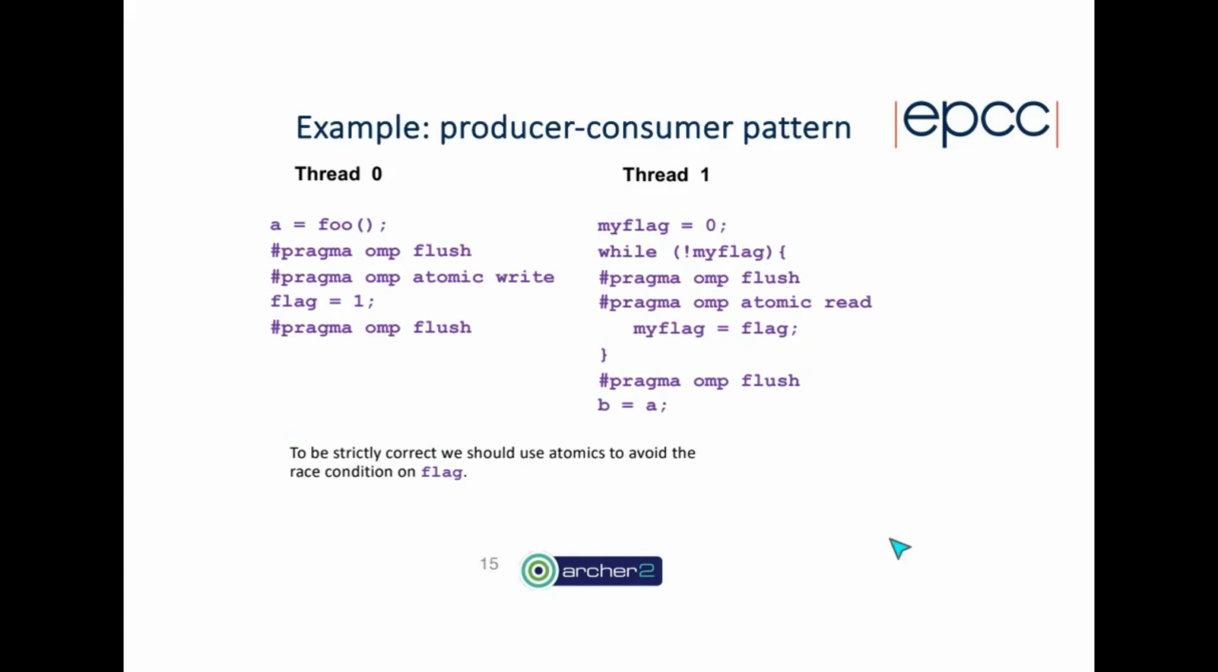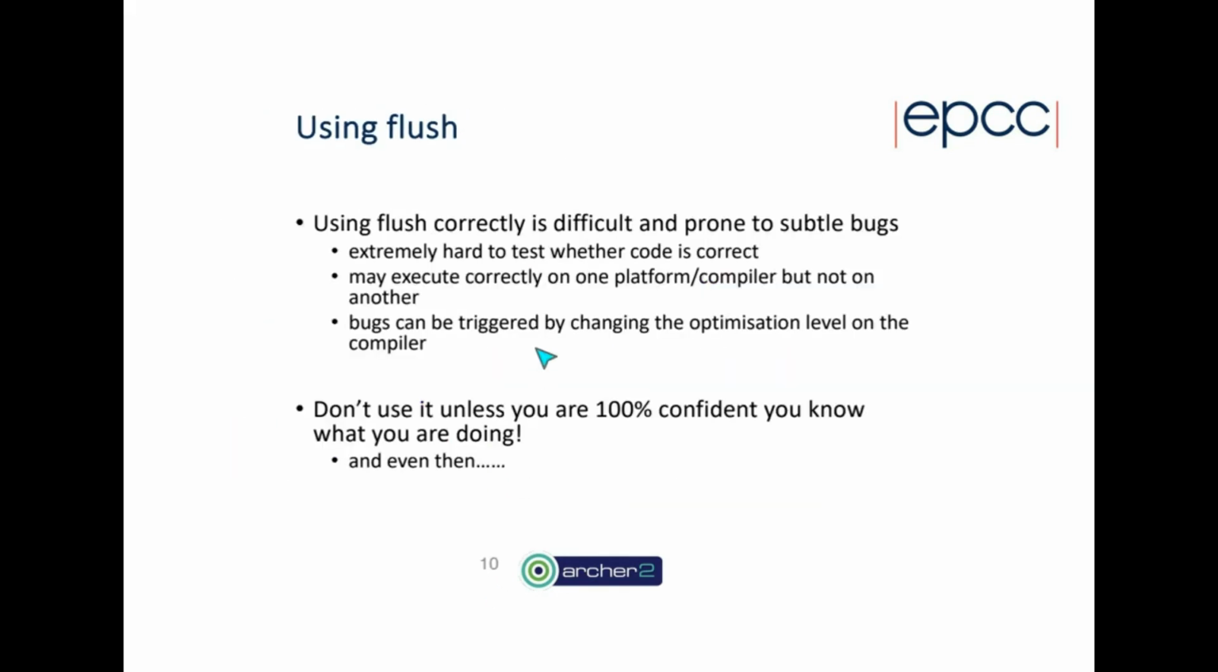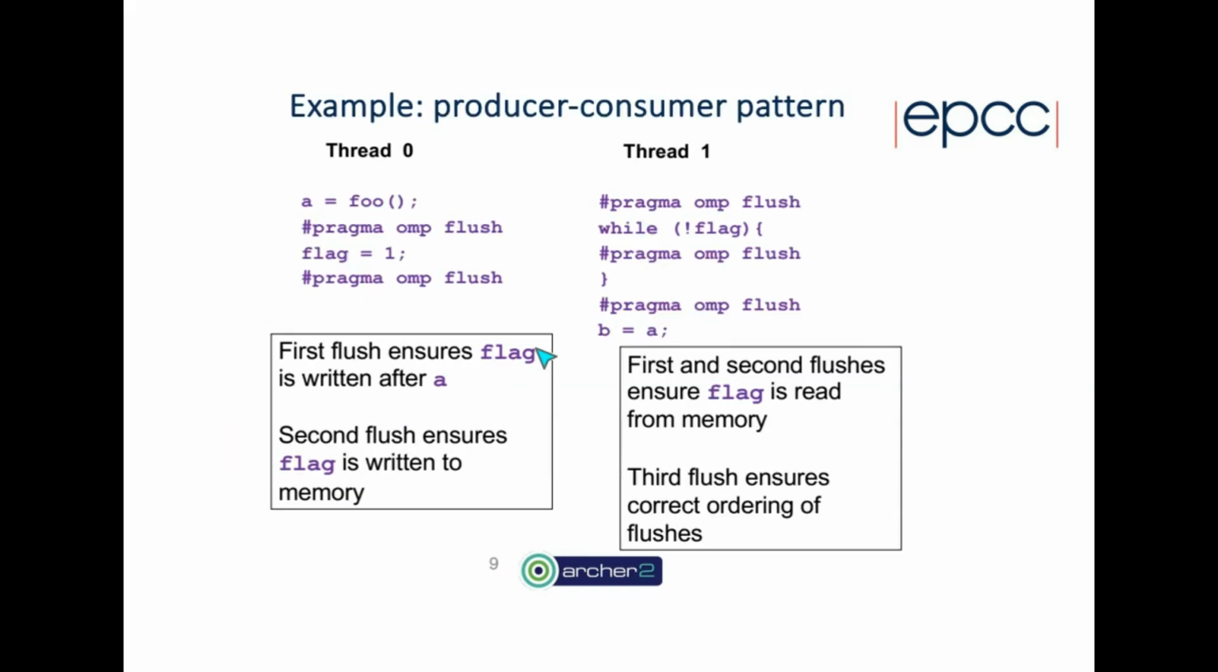So strictly speaking, we should have used atomics anyway, because without it, the accesses to flag in this is still actually incorrect OpenMP code. Why? Because, technically speaking, there is a race on flag here. Okay, so that's flagged as a shared variable. It's possible for thread 0 to write flag at the same time that thread 1 is reading it. So that's technically a race.